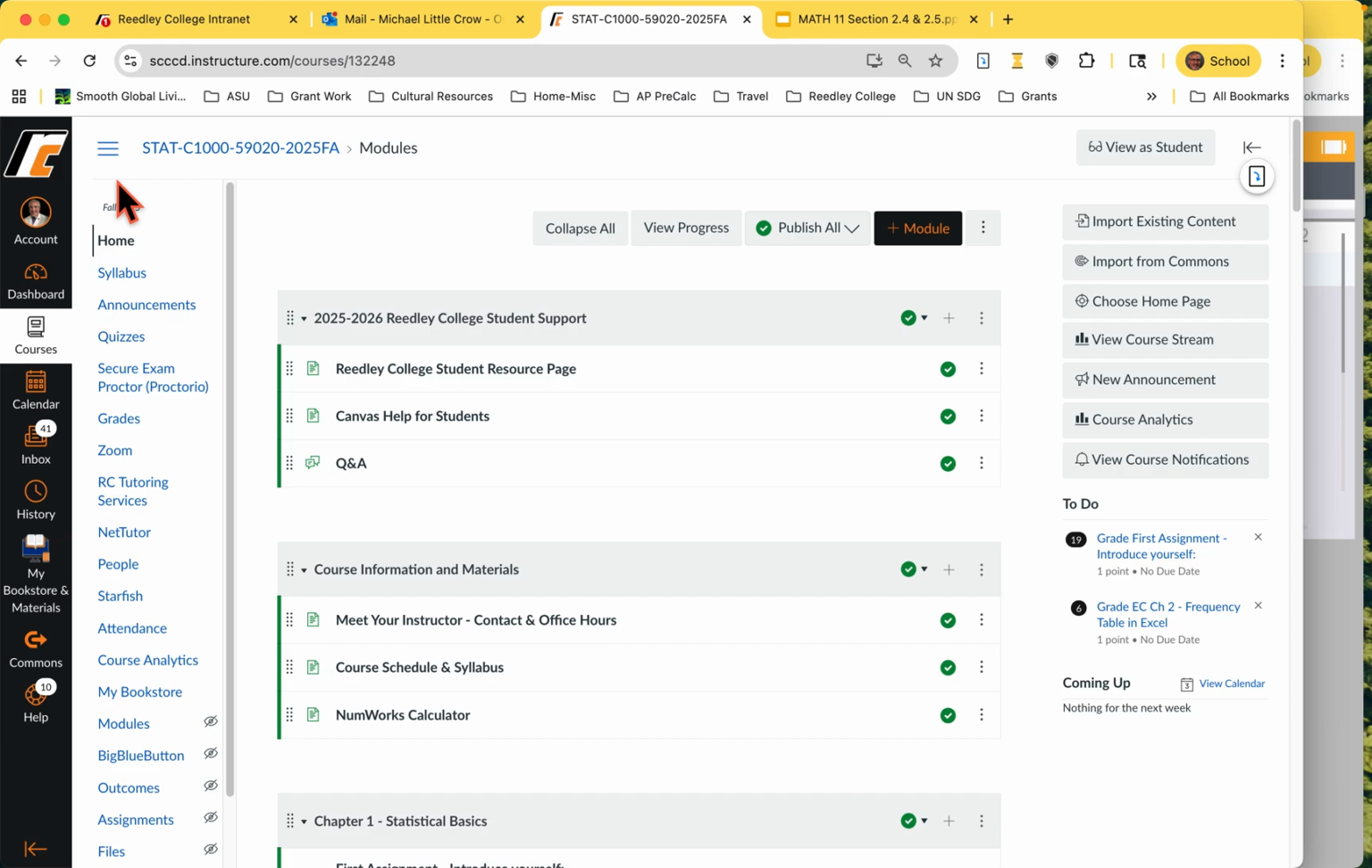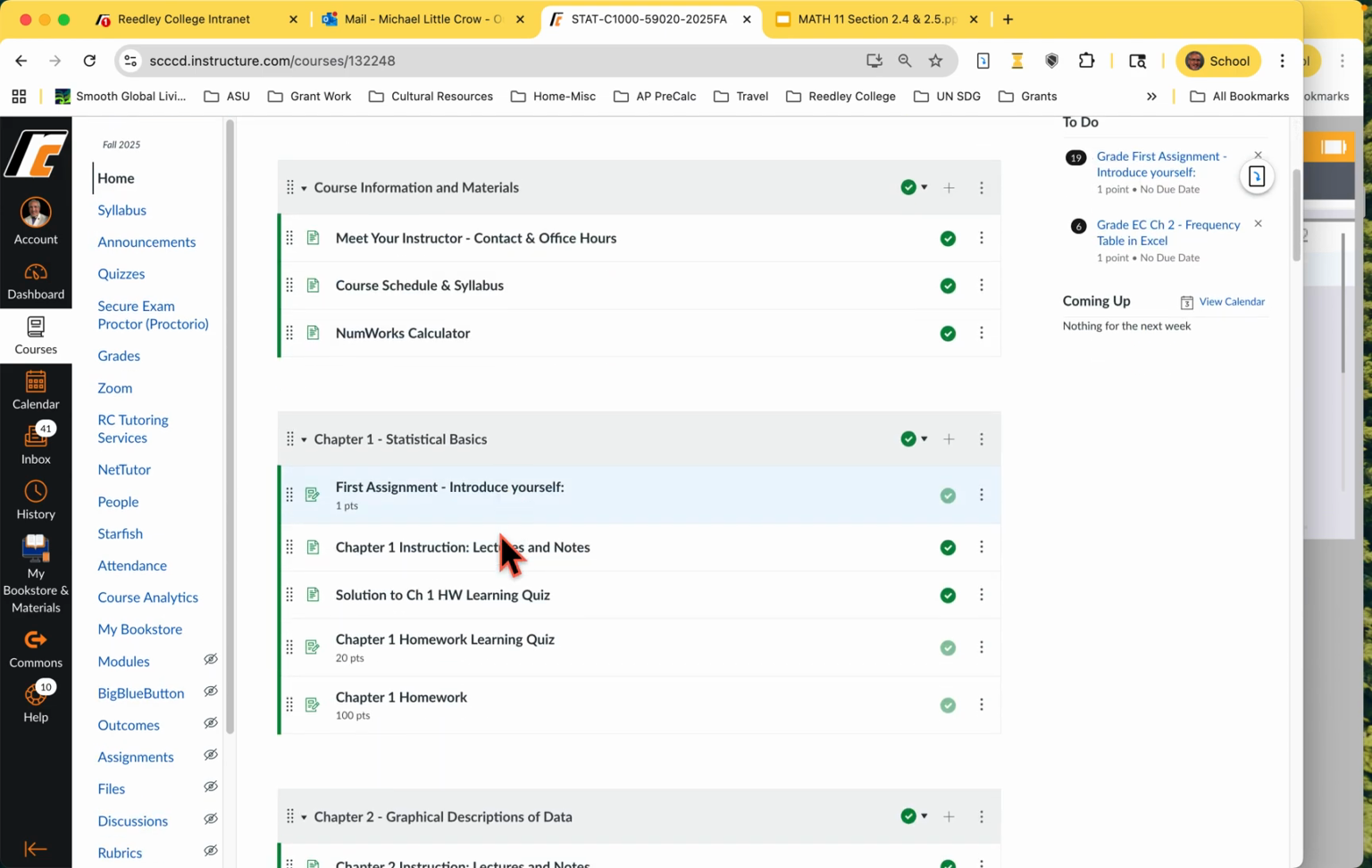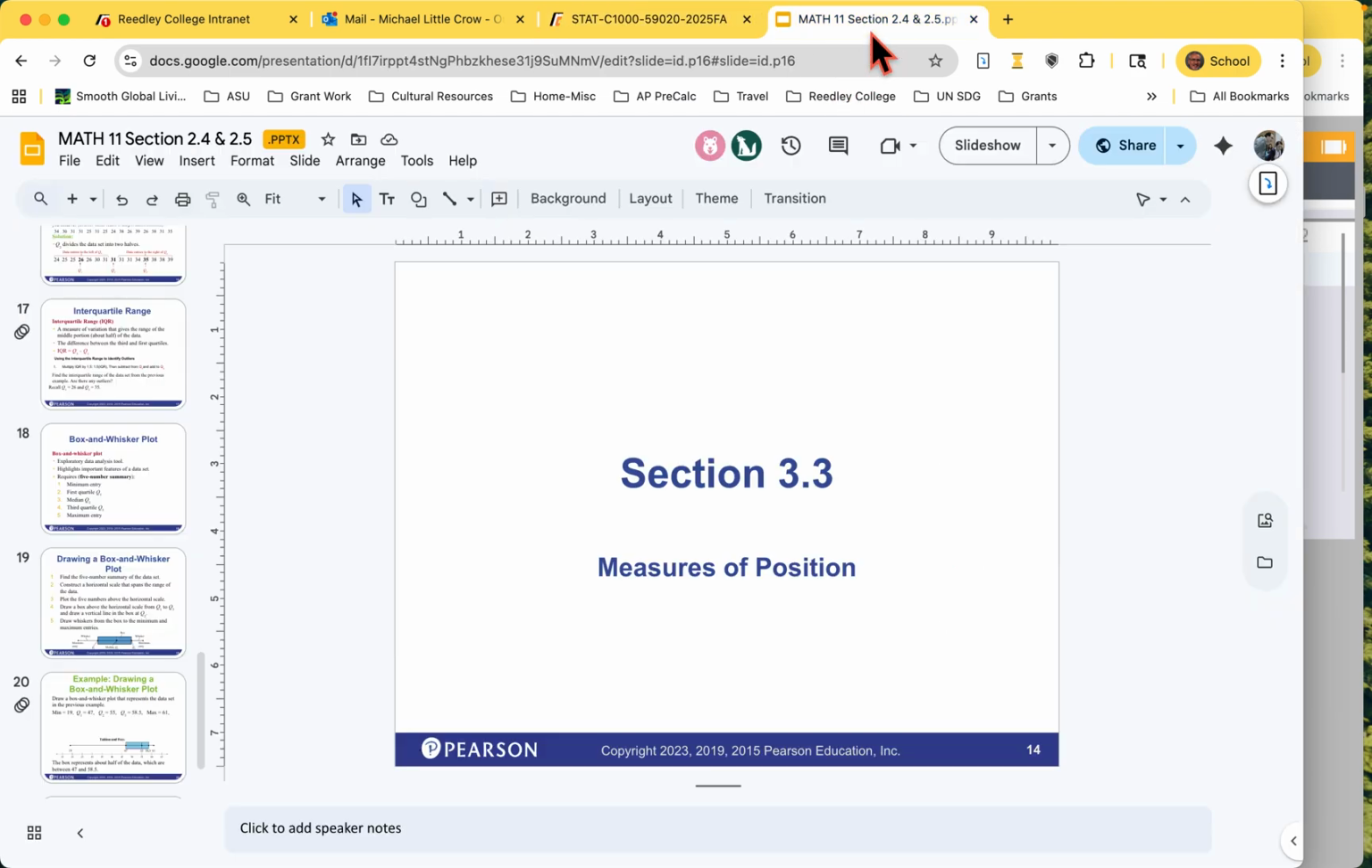The goal is that when you come to the test, it's not a surprise. It's like, oh, I've seen this thing before. I've seen these questions before. I know how to answer them. That's my goal. Okay, so let's go ahead and take a look at section 3.3.